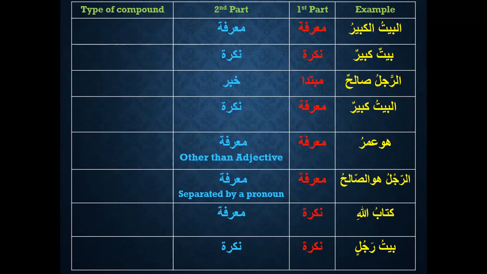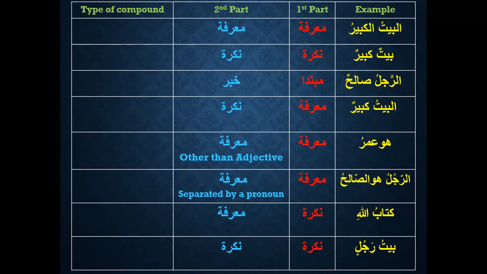If you remove that huwa from between, then it becomes mausuf sifa, because they correspond to each other in all four respects. But if you add huwa in the middle, this is one of the ways, because you've separated them by a pronoun huwa. Allahu huwa al-haq. Then it becomes mubtada khabar, despite the fact.